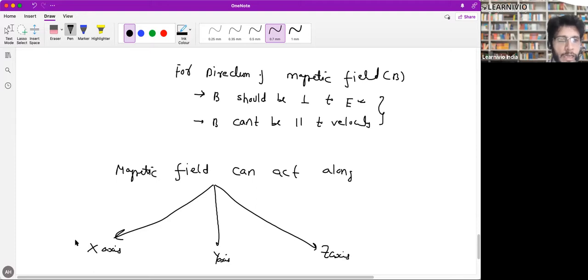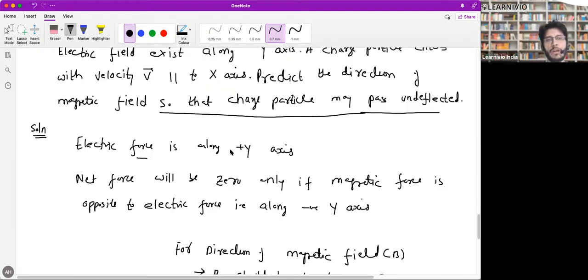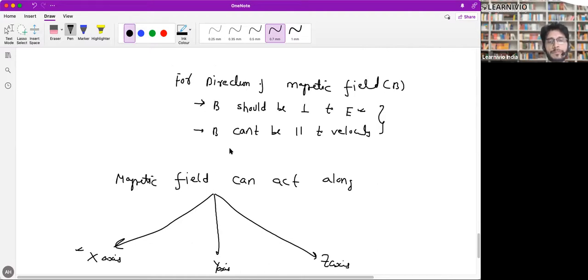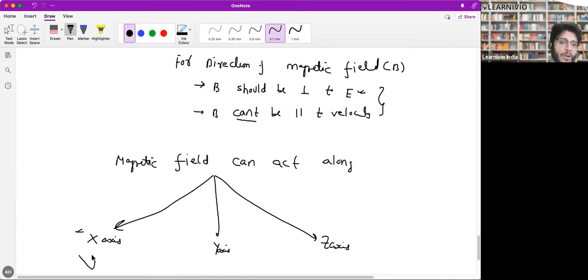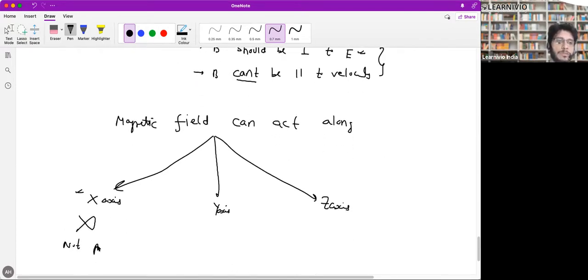So, Abdullah, can magnetic field exist along x-axis for this particular case we are solving? Why not? Sir, because it can't be parallel to velocity. Velocity is along x-axis, so magnetic field cannot be along x-axis, not possible. In this type of questions, no one will ask you to write the complete explanation, but you should write it so that during revision you can recall these logics. It's not possible along x-axis because of this result.